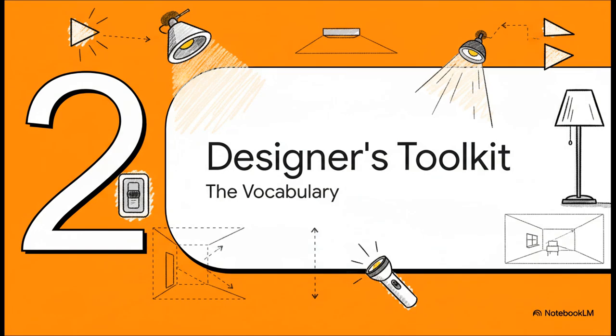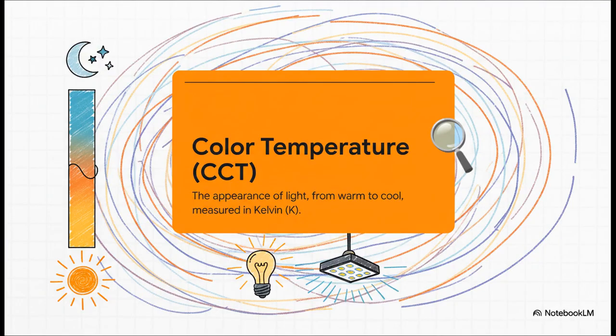So now that we have the basic grammar down with our three layers, it's time to learn the vocabulary. These are the actual tools and terms that designers use to really shape, control, and define the light in a room. First on the list is something called color temperature, or CCT. Now, this sounds super technical, I know, but it's actually pretty simple. It's measured in a unit called Kelvin, and all it does is describe how warm or cool the light looks.